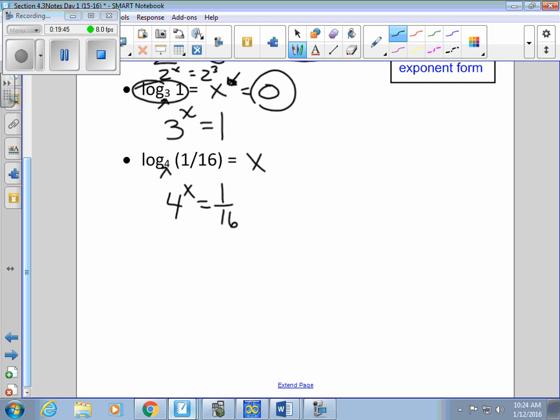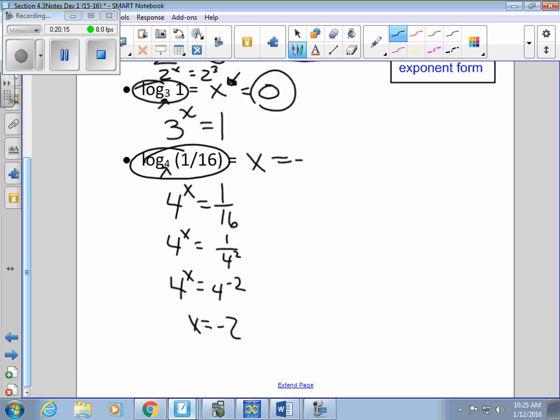Okay. People are going to do this in different ways. Now we need the same base. So I can write this as 4 to the x equals 1/4 squared. We can rewrite that 16 as 4 squared. Do you agree with me? Now let's bring it upstairs. We want the 4 squared to come upstairs. So 4 to the x equals 4 to the negative 2. And now set your exponents equal. X is negative 2. So this entire logarithmic expression is the same as saying negative 2.